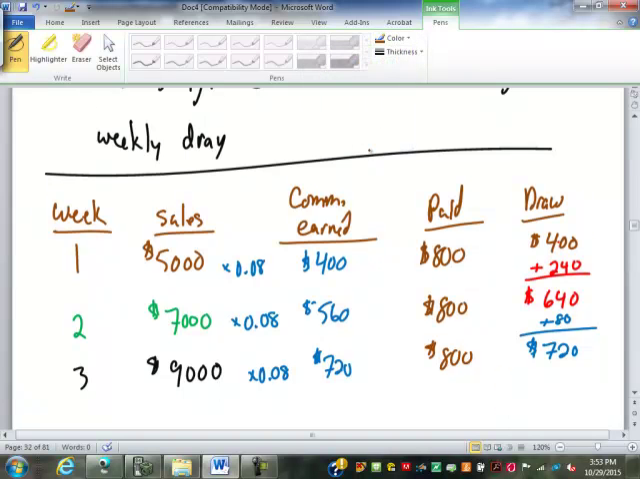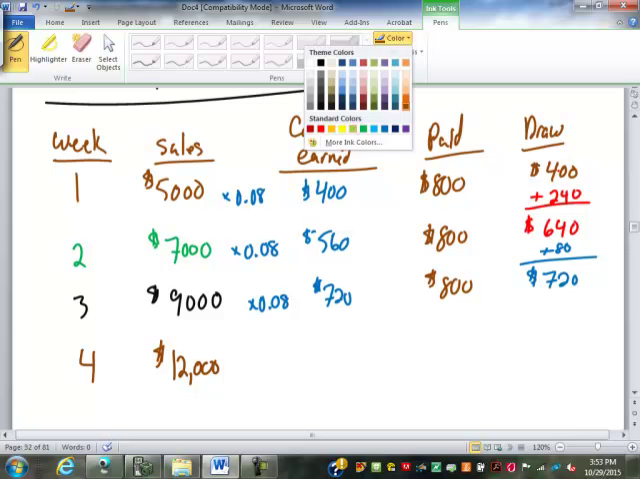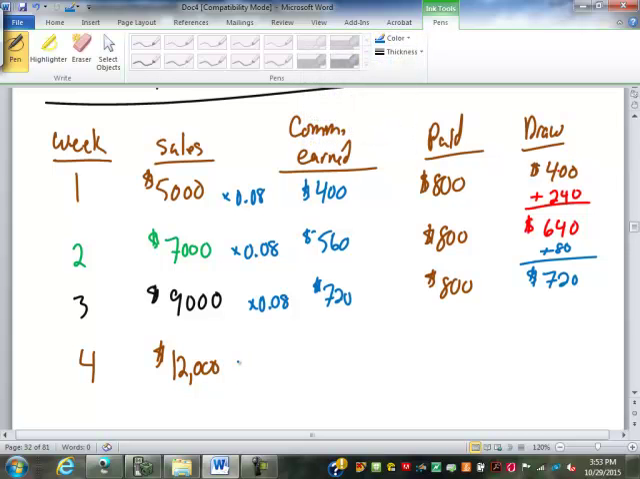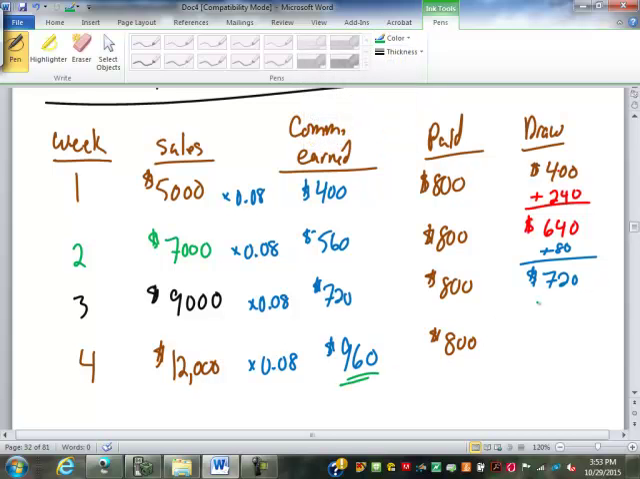Week 4, you hit your stride. $12,000 in sales. Commission times 0.08 gives us $960. How much are you going to get paid? $800. But you made $960. You're in the hole. Yeah. You've got to pay it. That other $160 comes out of your draw.